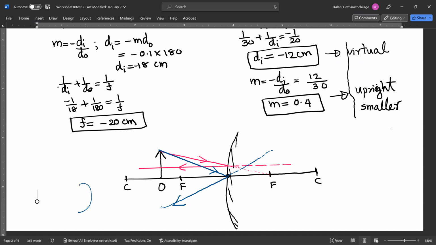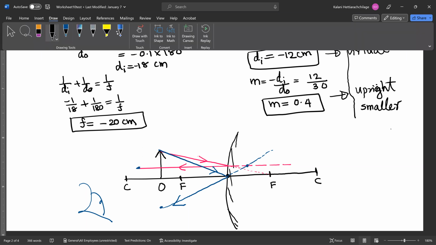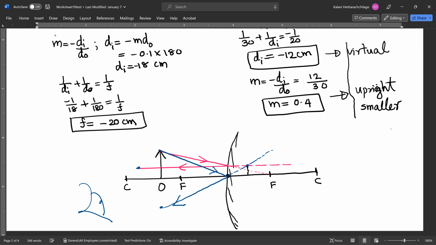Now, if you keep the eye here, the eye is going to see this red light and this blue incoming light toward the eye. These two are going to overlap somewhere in here, right? That is the location of your image. You see that all of these are virtual because those are dotted lines, not solid lines. Solid lines we use for real light. This is the virtual image and you can label it as image.